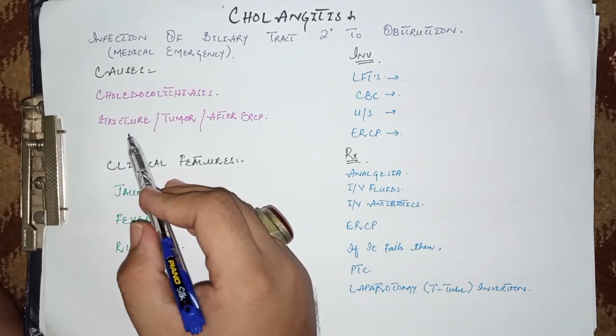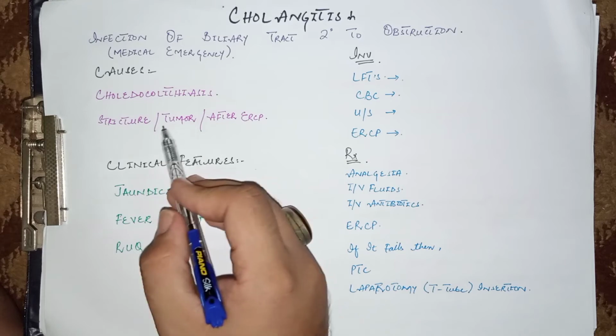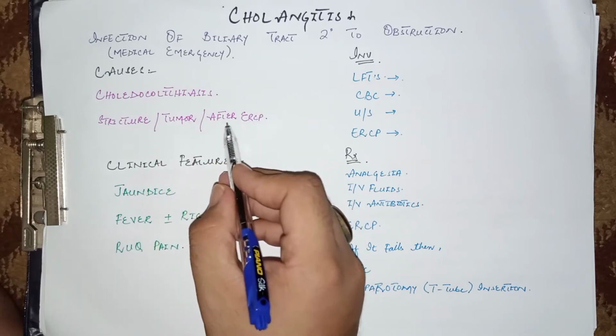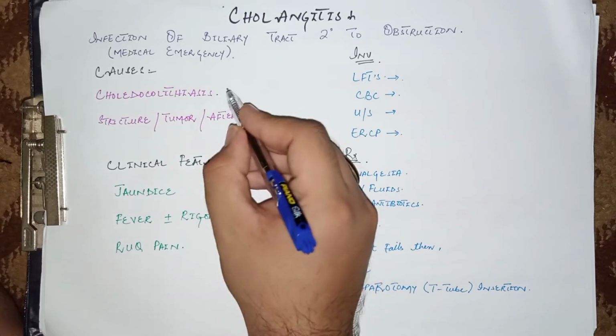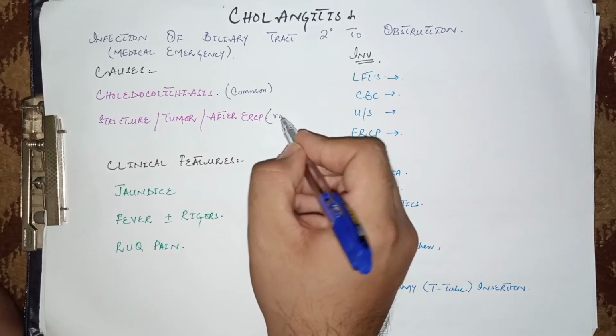And the other very rare causes are stricture formation in the biliary tract after surgeries, tumors of the biliary tract which compress the common bile duct, and after ERCP procedures. So choledocholithiasis is common and the other causes are rare.